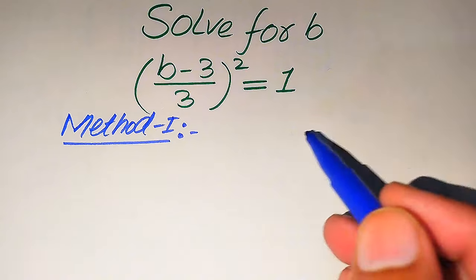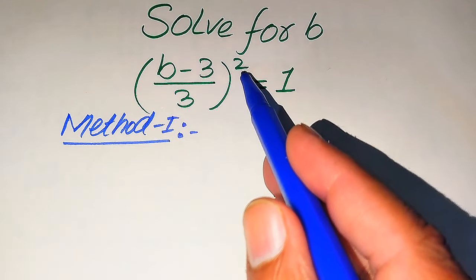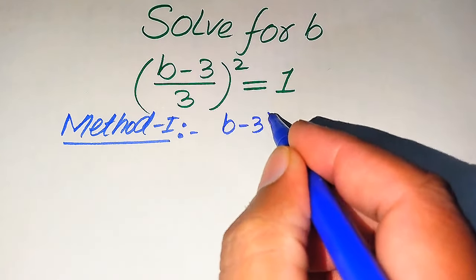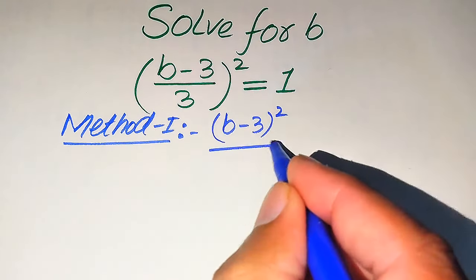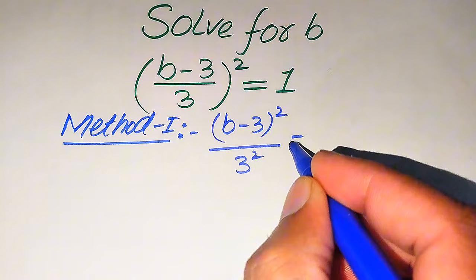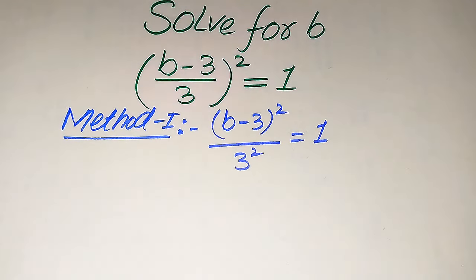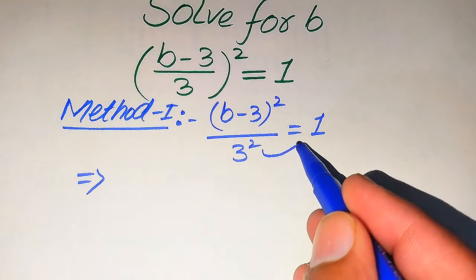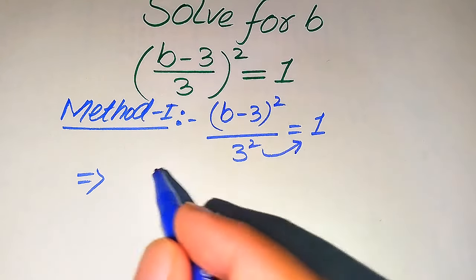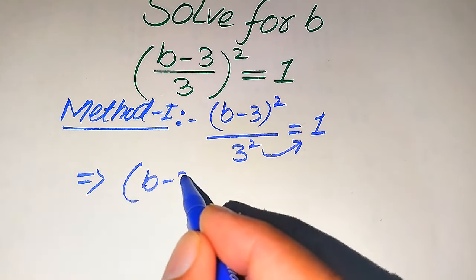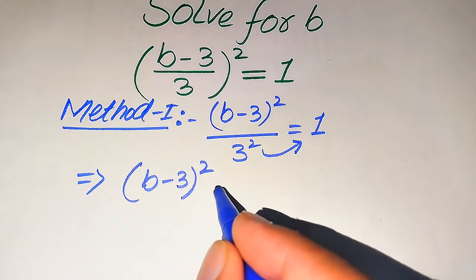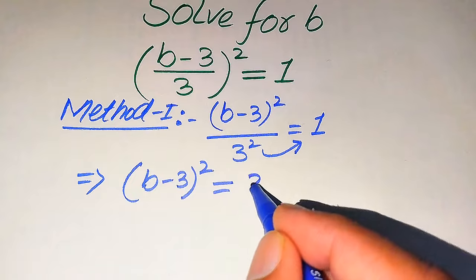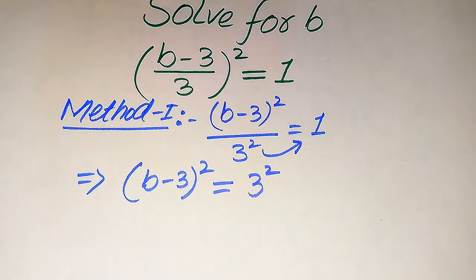So in the first method, we need to break this square sign and we write this square separately on both of these two values, and it becomes (b minus 3) whole square divided by 3 square is equal to 1. And now you see here this 3 square is divided on the left hand side, so when we move it into the right hand side it is multiplied by 1. So after moving this into the right hand side, it becomes (b minus 3) square is equal to 3 square multiplied by 1, which becomes 3 square.